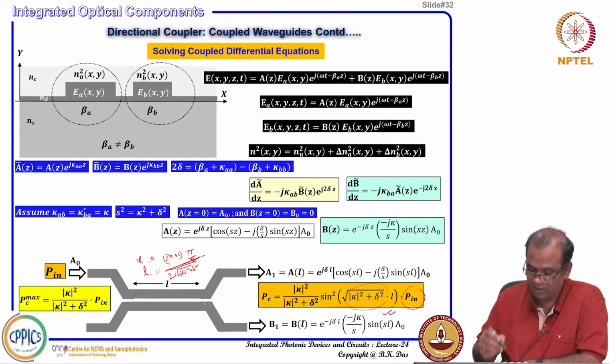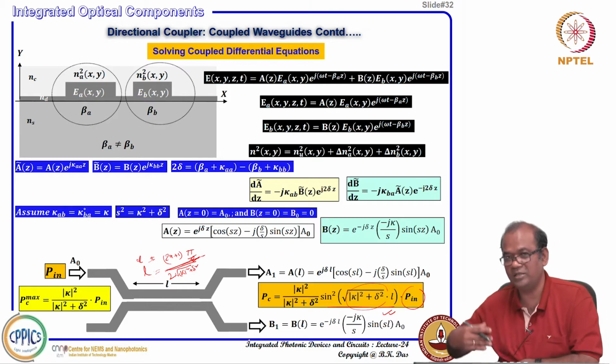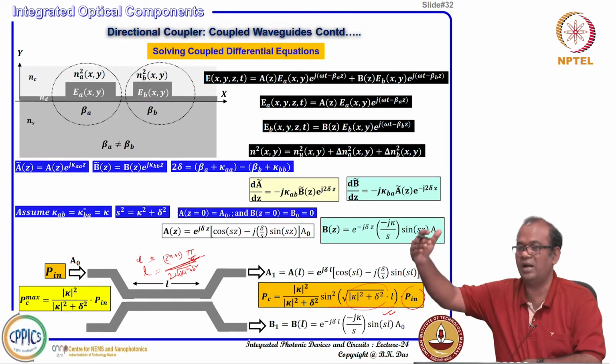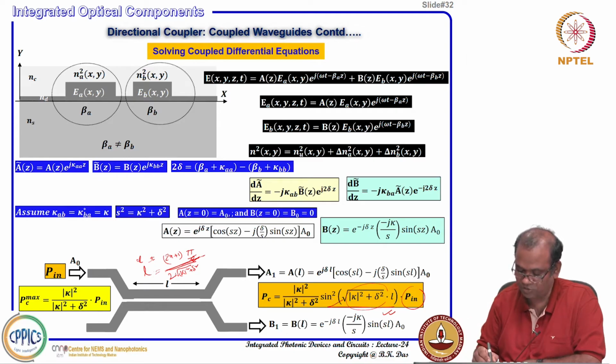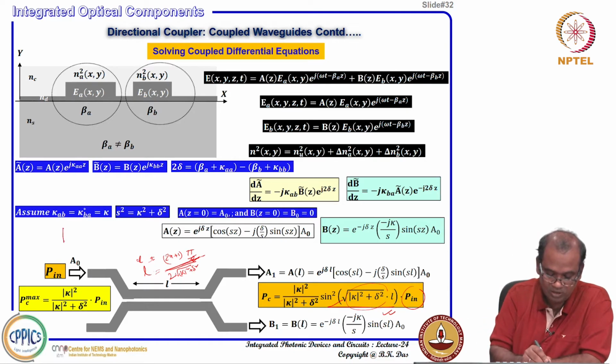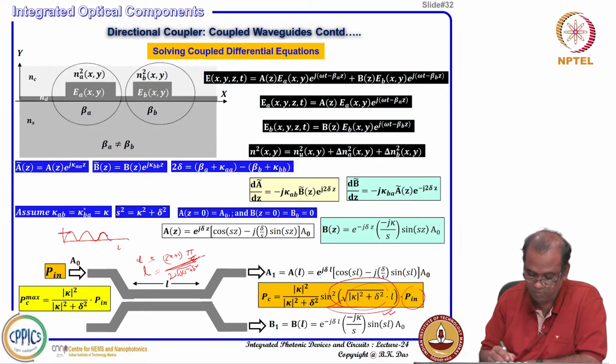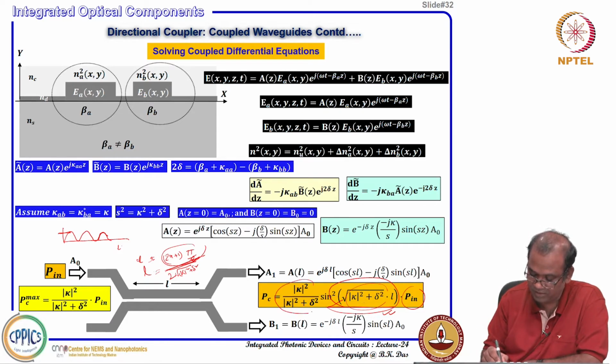So normally in the cross port I can see the power varying: maximum and then reducing, maximum and then reducing, according to the sin square function. If you plot it as a function of length, it will go up to some maximum value and come back, then again go to the maximum and come back. And what is this maximum value? For any odd integer multiple of pi by 2, the sin square will be 1. So this would be your maximum value.